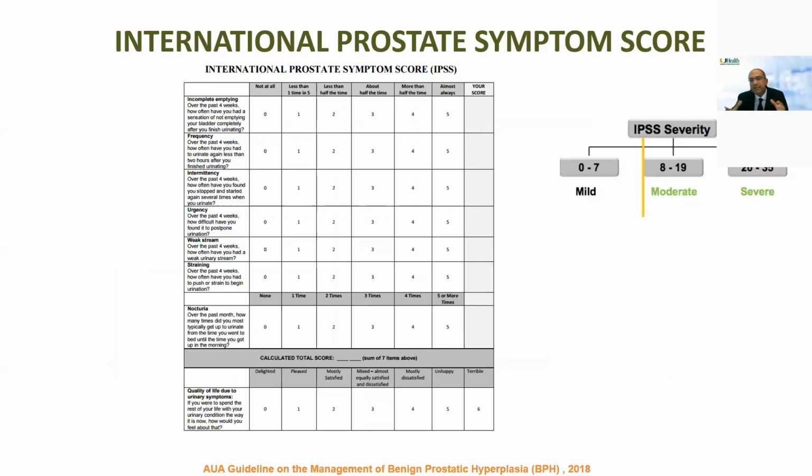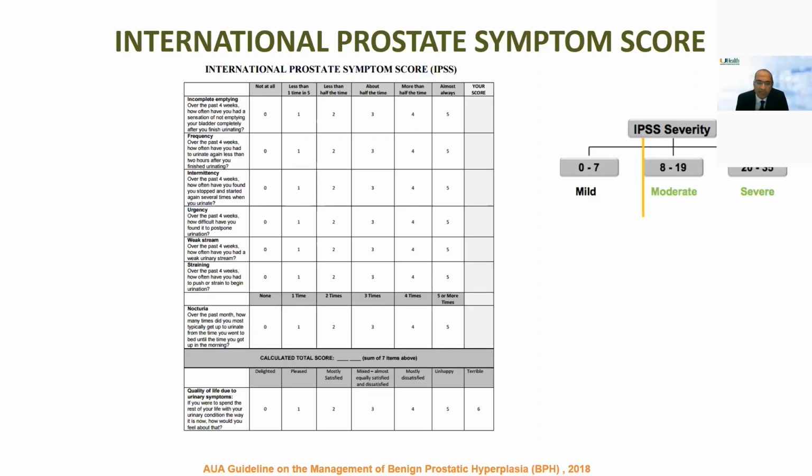So when these are graded from 0 to 35, 0 to 7 is mild, which is essentially normal, 8 to 19 is moderate, and 20 to 35 is severe. As per AUA guidelines, the indication is moderate lower urinary tract symptoms and above, but most of us in our clinical practice treat patients with symptoms of IPSS score of 13 and above. But again, there are many other factors to be considered, not only the symptom score.